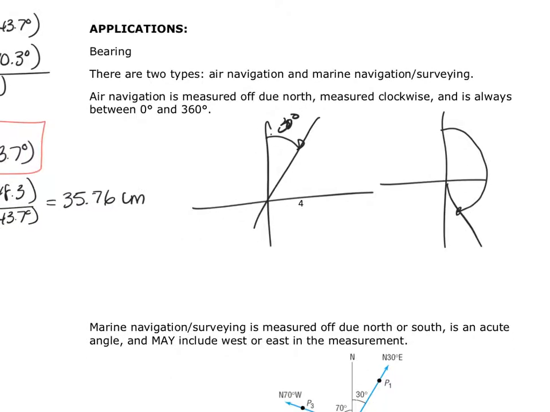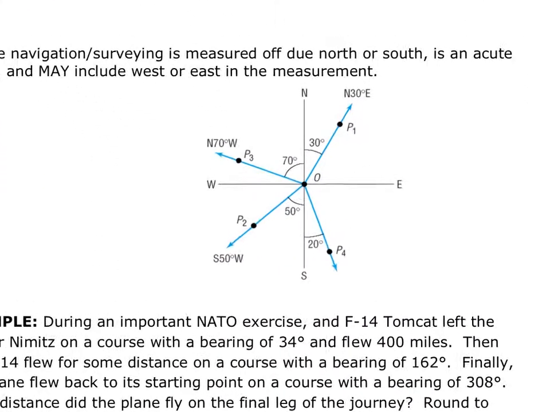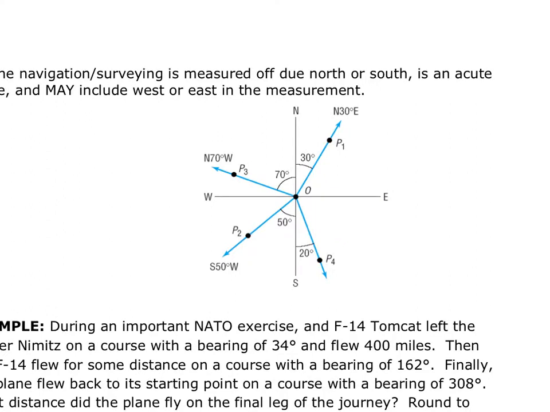If you are doing marine navigation, you're on a boat, it is slightly different. They're going to do it in the northwest or the southwest. So they're going to give you 30 degrees off the north in the east direction, or 70 degrees off the north in the west direction. They're also going to give you 50 degrees off of the south in the west direction, and possibly 20 degrees off the south in the east direction.